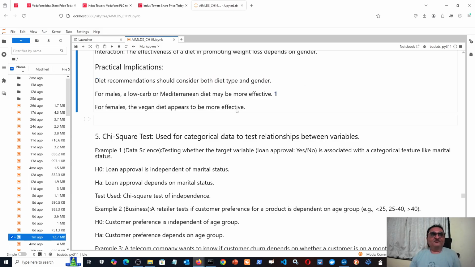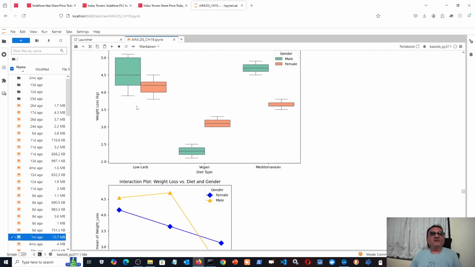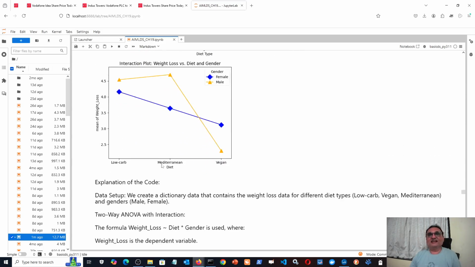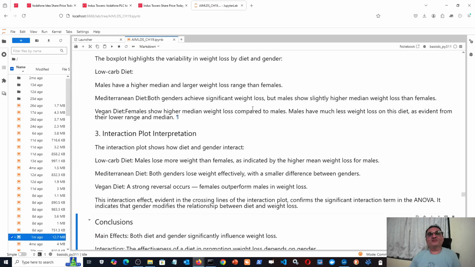Second, for males, a low carb diet or Mediterranean diet looks more effective. That is clear from that box plot. For males, green, low carb diet or Mediterranean diet is more effective, while vegan is much less effective. You can see that weight loss is less than 2 kg, right? And then for females, vegan diet appears to be most effective.